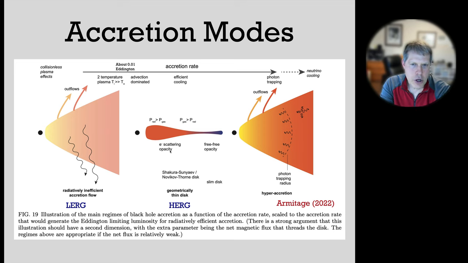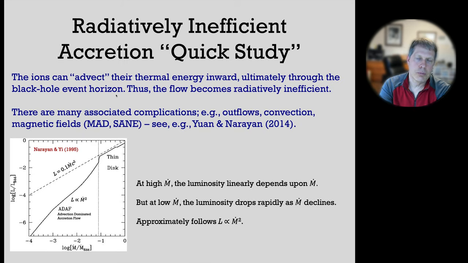And in fact, that's even noted down in the caption of this figure, where they say that this figure only has one axis, the accretion rate axis here. And again, these low efficiency accretion flows set in below about a hundredth of Eddington or so. But the caption says, additionally, there's a strong argument that this illustration would have a second dimension, with the extra parameter being the net magnetic flux that threads the disk. That is indeed likely the case, and so magnetic fields likely have a large role to play in shaping these flows overall.